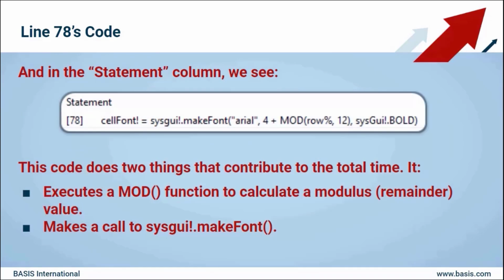In the statement column, we can see that this code does 2 things that contribute to the total time. First, it executes a mod function to calculate a remainder value, and it also makes a call to the GUI function to make a new font.